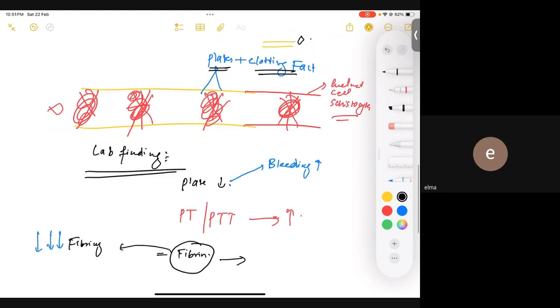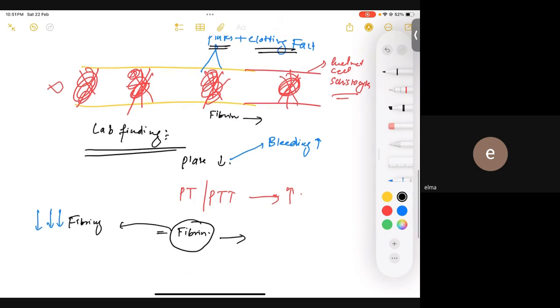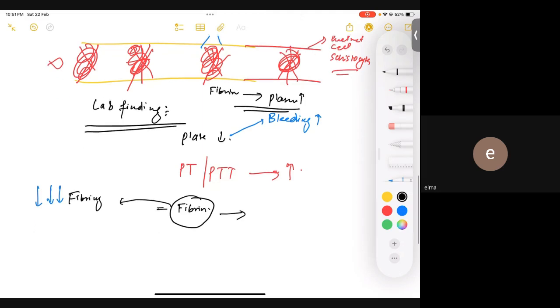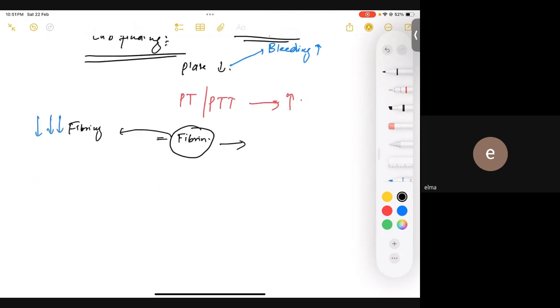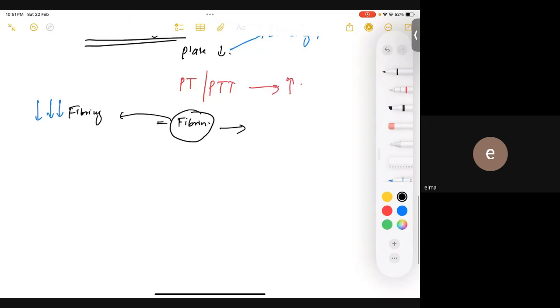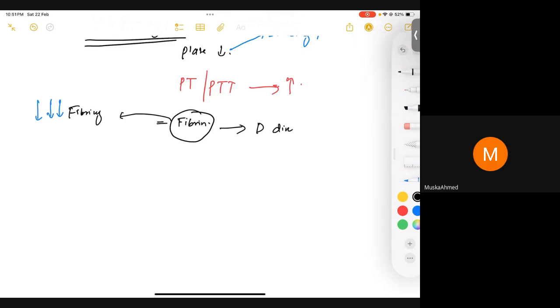So in this case, as we are discussing, we have exaggerated activity of our extrinsic and intrinsic pathways as well. So we are going to have a lot of fibrin, right? As a result, the plasmin is going to be more, because your body won't allow a lot of fibrin to be deposited there. So this plasmin is going to break it down into certain products. What is the name of those products? D-dimers, perfect. D-dimers, right?